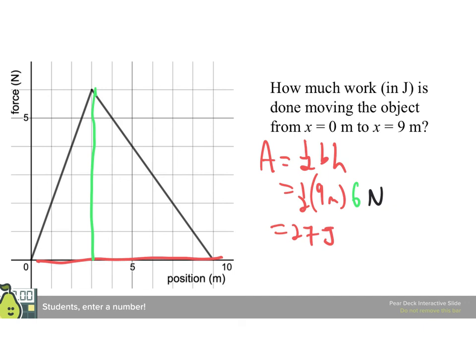Notice that that was going from 0 to 9. If, on the other hand, we had gone from 9 to 0 with the same force acting, then we'd say it's still a half base times height, but now the base would have been minus 9 because I'm going against the usual way. And so we get minus 27 joules, which is what we'd expect. Going the other way, this force would be resisting that, so it should give us negative work.